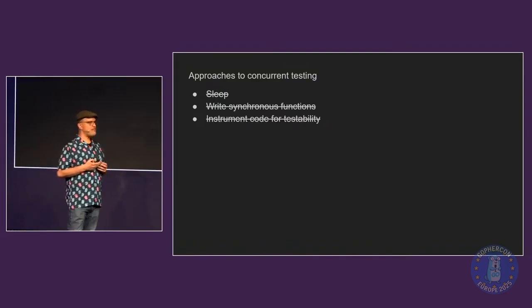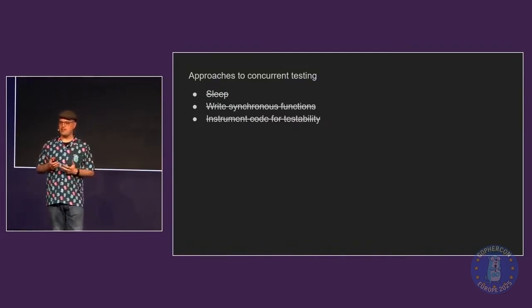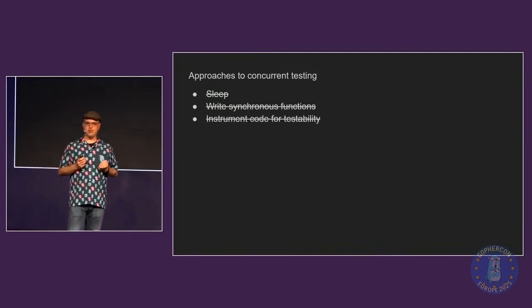A Go program consists of a set of Go routines. These Go routines have states. We just need to wait until all the Go routines have stopped running. Unfortunately, the Go runtime doesn't provide any way to tell what these Go routines are doing. Or does it?